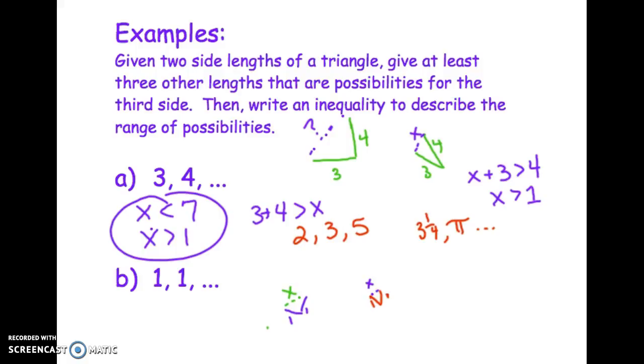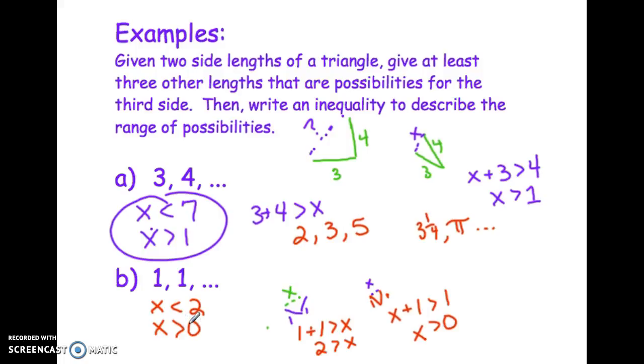So in the first case, I know that 1 plus 1 has to be greater than x. In the second case, I know that x plus 1 has to be greater than 1. This is a little trickier, I think, because it's a smaller range of numbers. So in this first case, 1 plus 1 is 2. So 2 is bigger than x, which means x has to be less than 2. You can't have a number bigger than 2, it's not going to make the triangle. In the second case, if x plus 1 is greater than 1, well, x just has to be greater than 0.